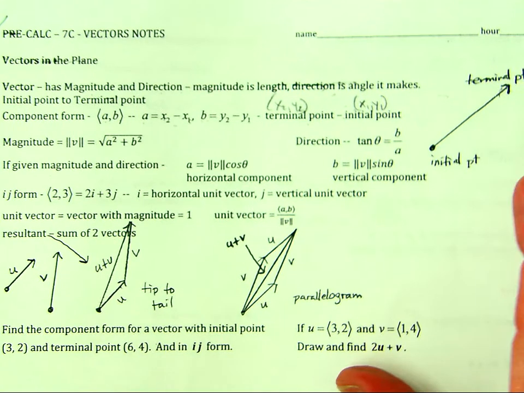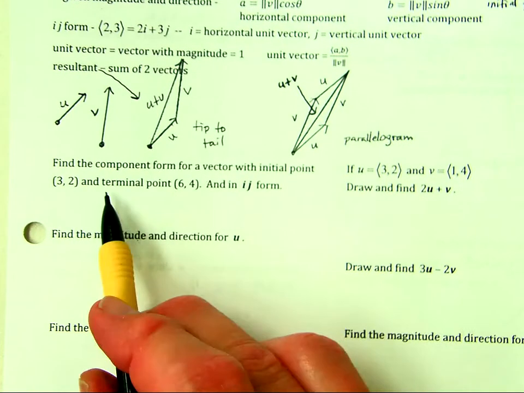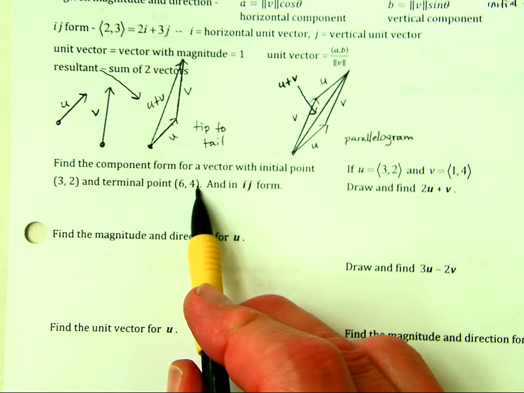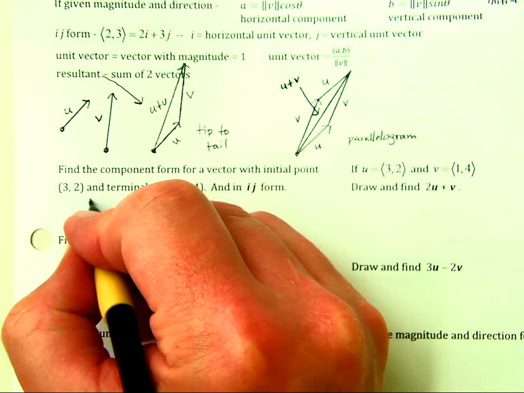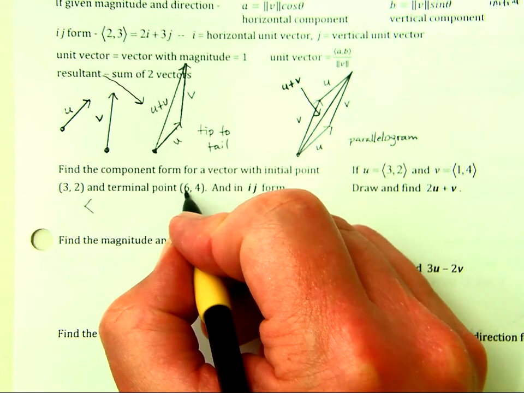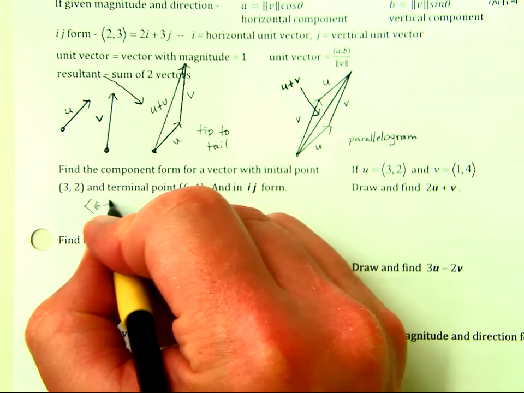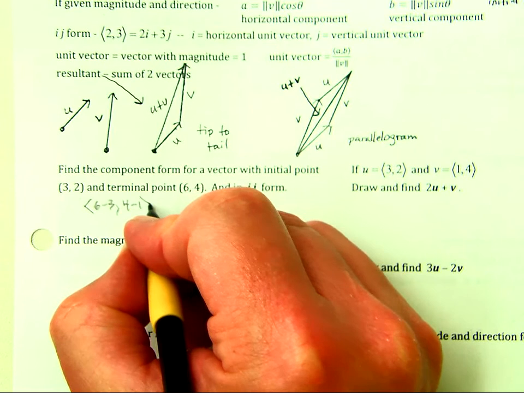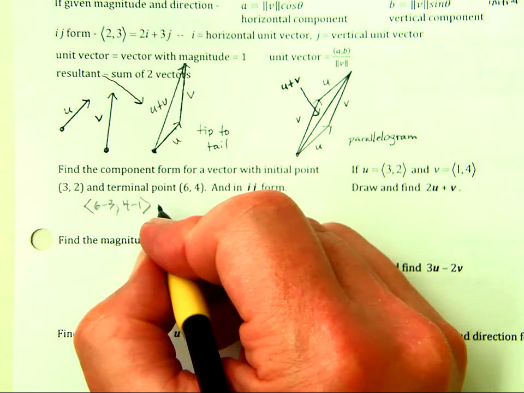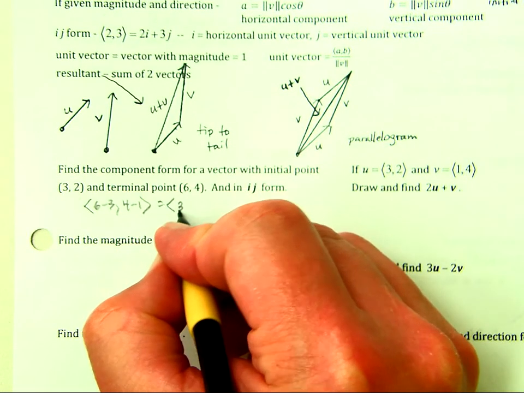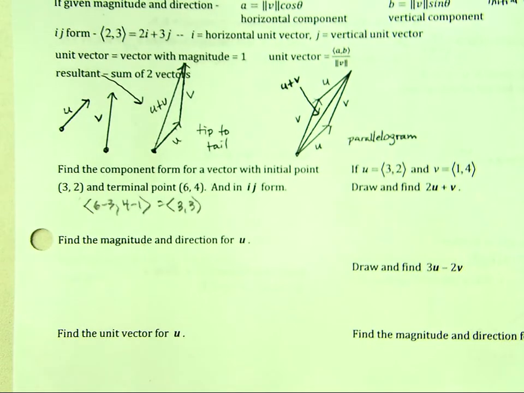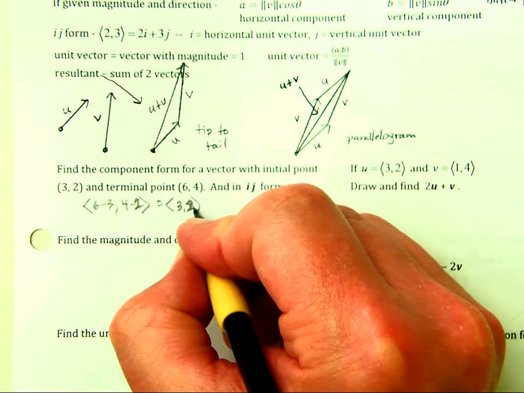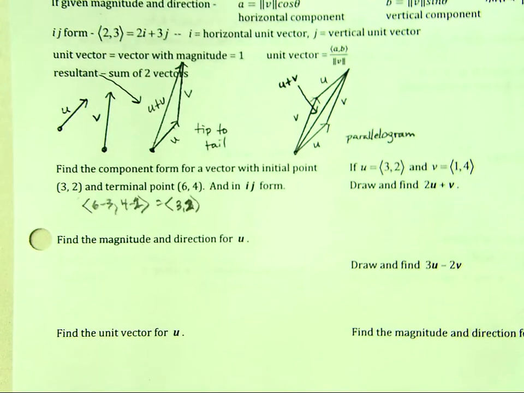So that's component form. Like down here, if I said find the component form of a vector with initial point 3, 2 and terminal point 6, 4. Well, to find the component form, we're going to take x2 minus x1, so that's 6 minus 3, because that's terminal minus initial, and y2 minus y1, which is 4 minus 2. Sorry, I said 4 minus 1. So in component form, this would be 3, 2. So that's the component form.